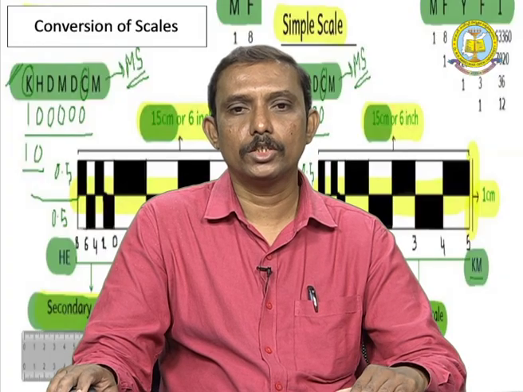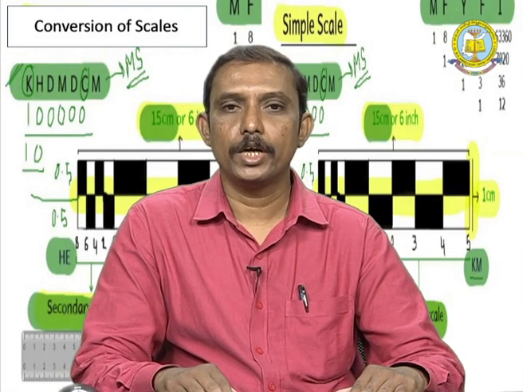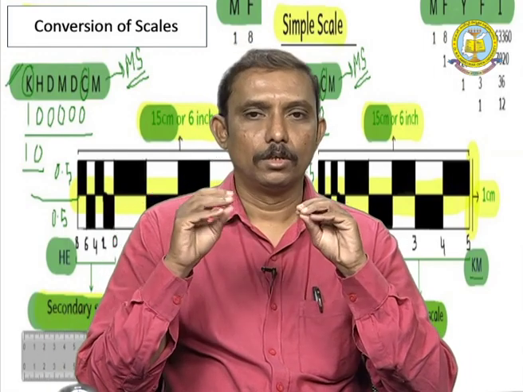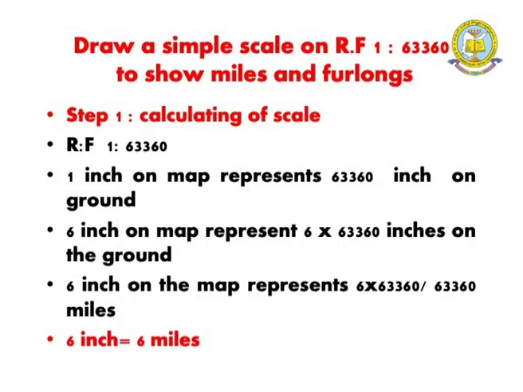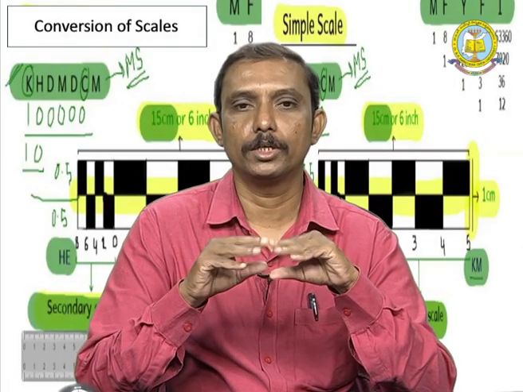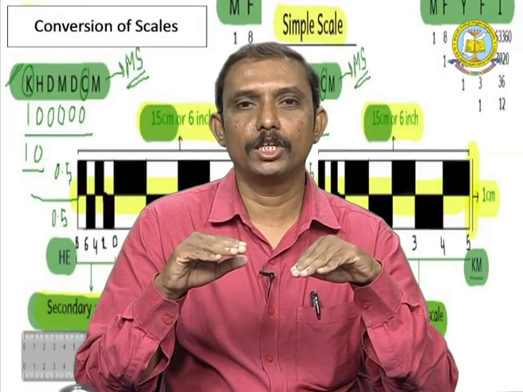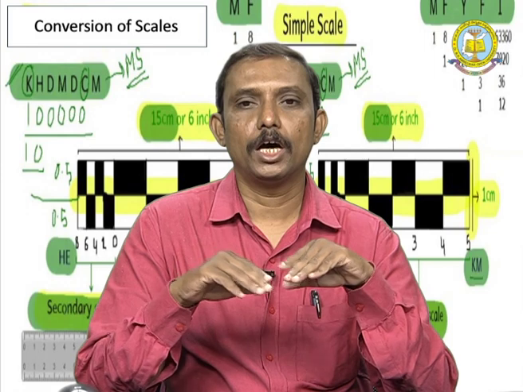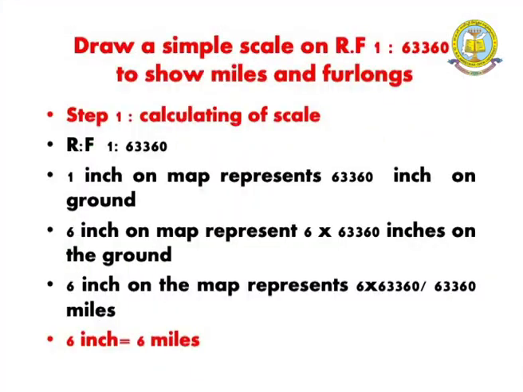We are drawing another scale, now in the English system. Just see the problem. Draw a simple scale with RF equal to 1:63,360 to show miles and furlongs. Here you are showing miles and furlongs, that is the English system of measurement. Same as before, you first calculate from the given value what RF they have given. The RF value will be 1:63,360.